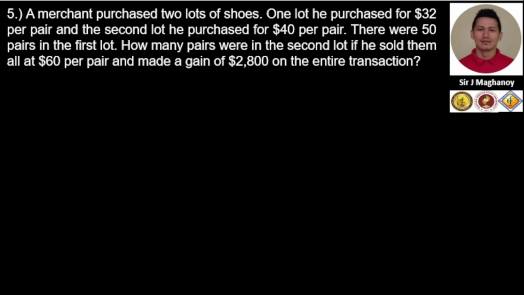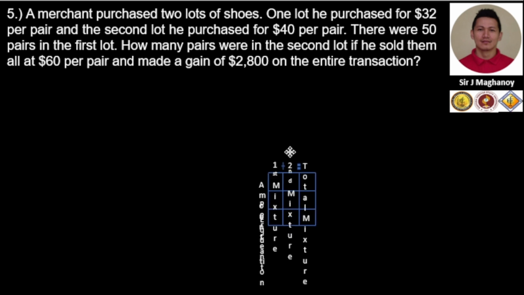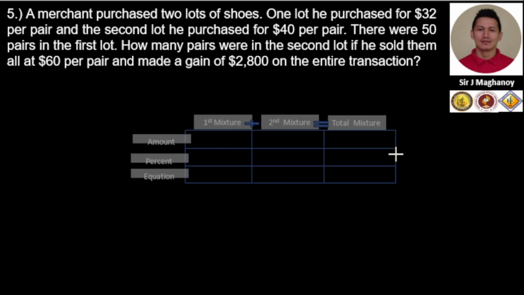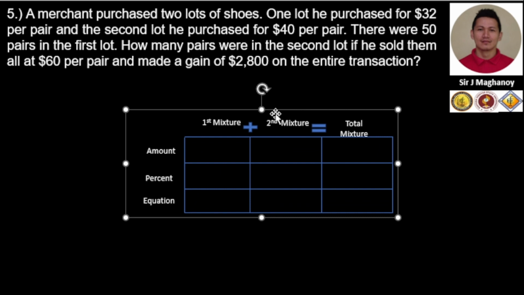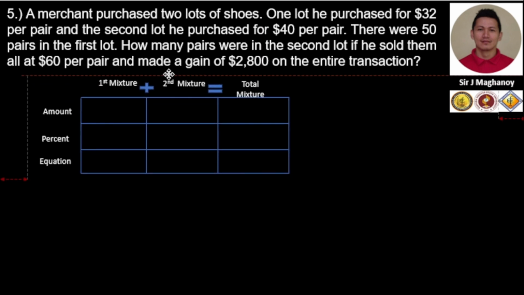Okay, so again, we need to focus on two pieces of information for a mixture problem. One is the amount or the volume, or the weight if it is in weight, but in this case, the second data is the price compared to the lots of shoes, the number of pieces of shoes. Okay, so let's get our mixture table so we can formulate our equation from the statement. So this is still a mixture problem.